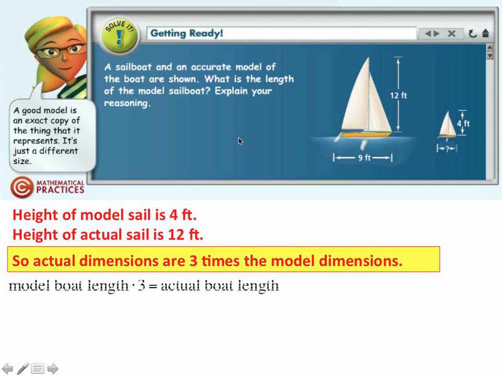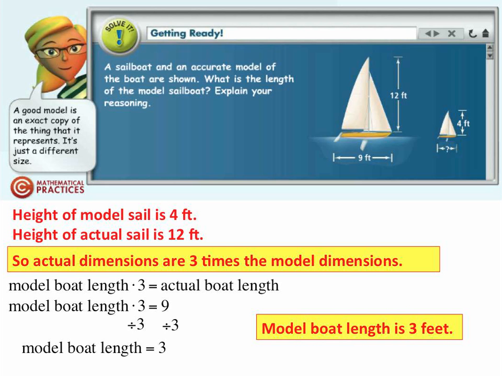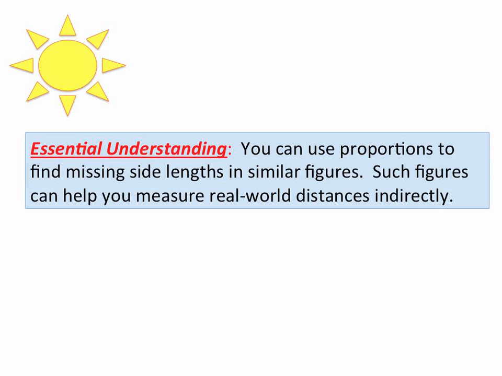All right, so the question then becomes, the model boat length times 3 has to equal the actual boat length. So this number, whatever it is, times 3 has to get me this number. Well, that's pretty easy. The model boat length times 3 has to be 9. So that means that the model boat length would have to be 3. Okay, that's pretty easy. That is using a similar figure. So you can use proportions to find missing side lengths in similar figures. Such figures can help you measure real-world distances indirectly.